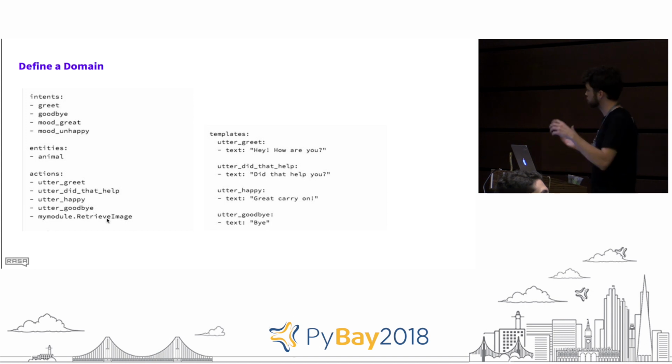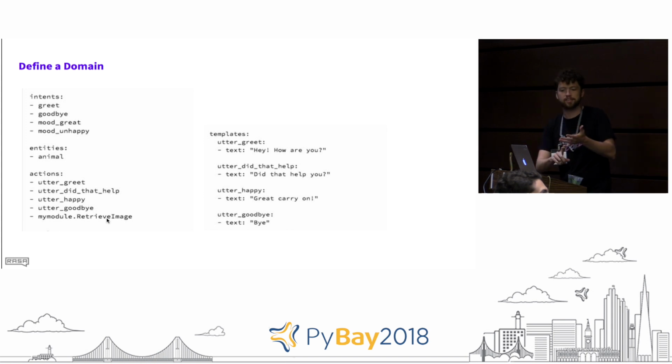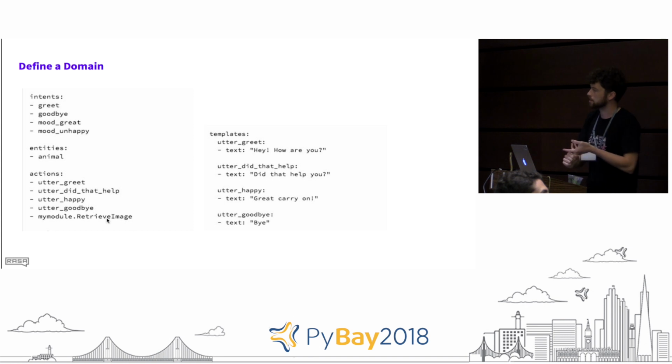And then to combine that, you have to define what we call a domain. It's just a YAML file, which you feed to Rasa Core. And you say, this is the universe that the bot lives in. These are all the intents that exist. These are all the entities that it knows about. And these are all the actions that it can execute. And you can provide some templates for these simple actions where the bot's just sending a message to the user.